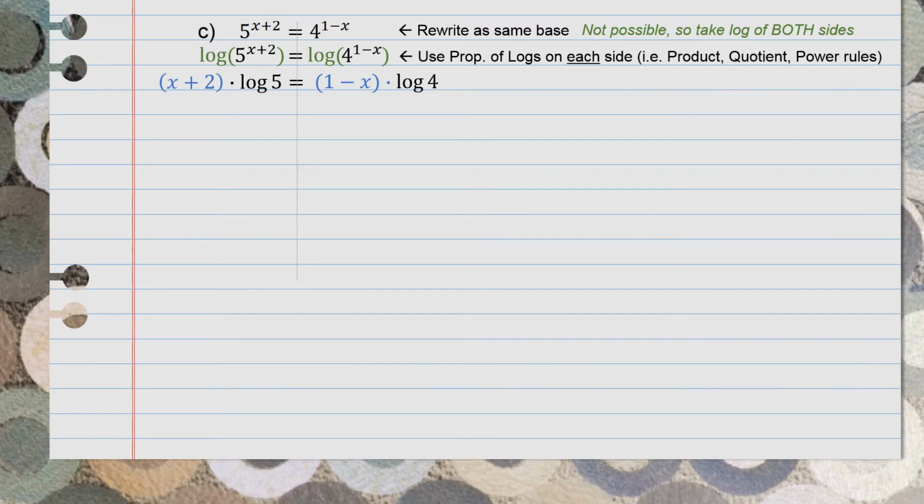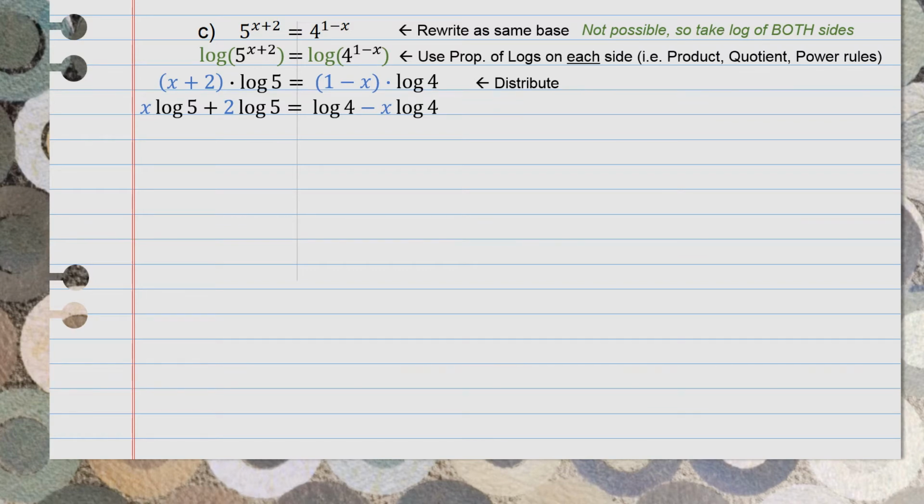All right, so from here, what we want to do is we are going to distribute. On the left side, I have x times log 5 and 2 times log 5. I distributed the log 5 to both terms. On the right side, I need to do the same. I need to distribute the log 4 to the 1 and log 4 to the x. So I get log 4 minus x log 4.